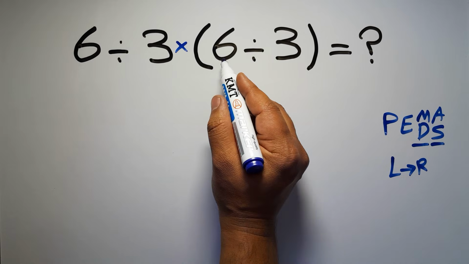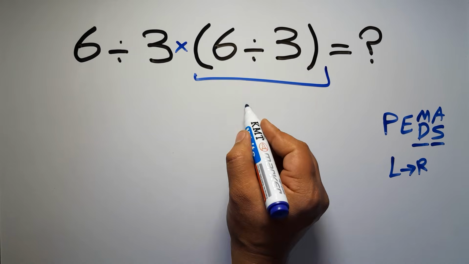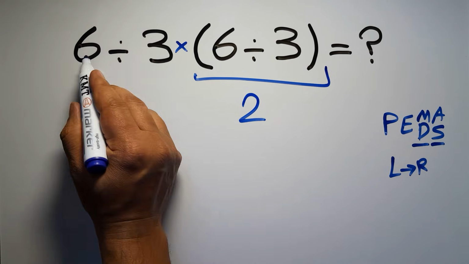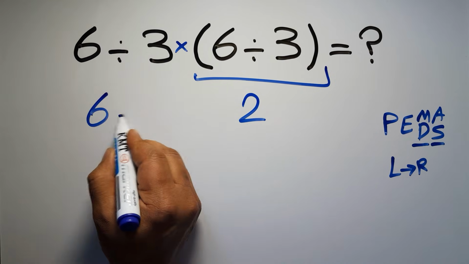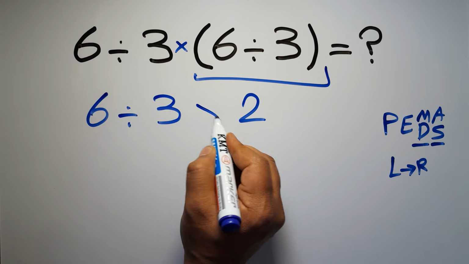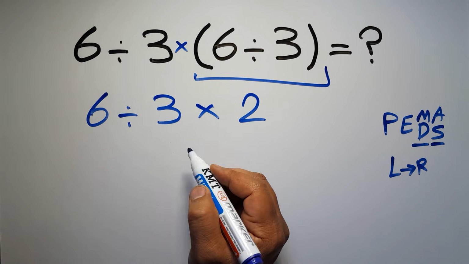Inside this parenthesis we have 6 divided by 3, which gives us 2. So 6 divided by 3 times 2. Now we have one division and one multiplication.